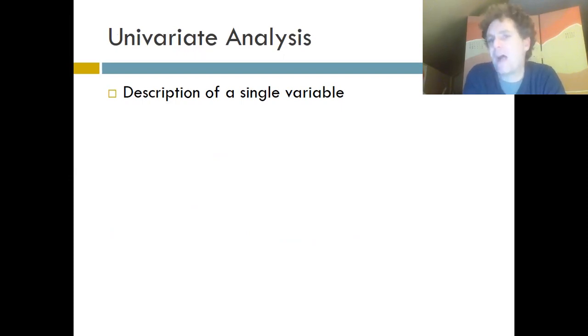You want to know something about your population. Let's say you want to know something about America. What percentage of people go to church? What percentage of Americans are conservative? What percentage of Americans will likely vote for Vice President Biden, right? That's a single question, and so what you would do is have a univariate analysis of that single question.